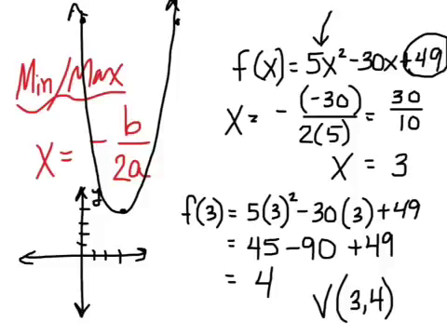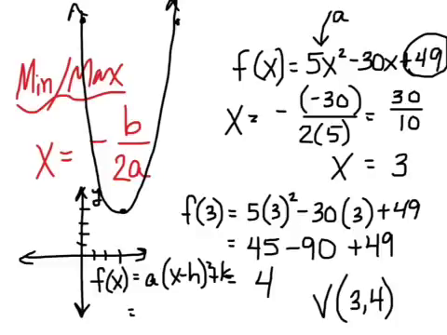So with that particular thing, what I did is I created the graph, I created the vertex. I just didn't put it in vertex form. If it ever asks you for that, here's how I do that. Remember, the vertex form is a(x minus h) quantity squared, plus k. Well, I found h and k. The only thing I didn't find was a. But a is right here.